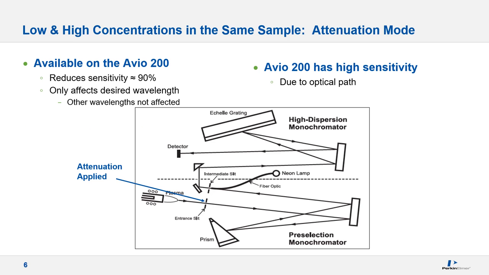The IVIA 200 has the unique ability to run in attenuation mode, where the signal from selected wavelengths can be reduced without affecting the sensitivity of other wavelengths. The attenuation is applied before the light enters the spectrometer. Attenuation mode is especially important on the IVIA 200, which has high sensitivity due to its optical design. We use attenuation mode for the analysis of wine.